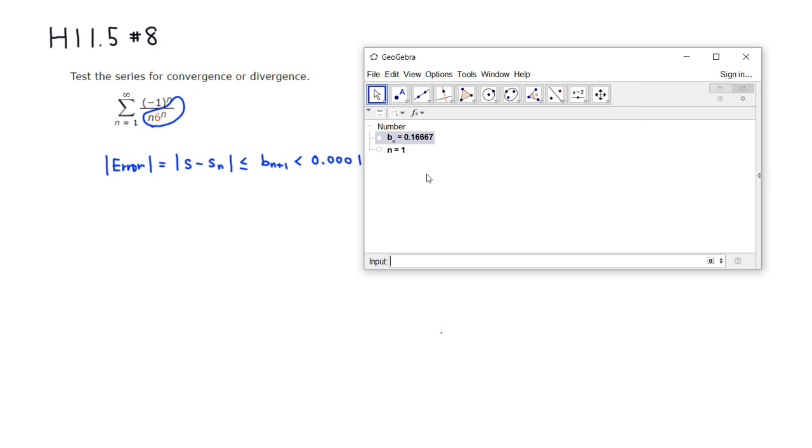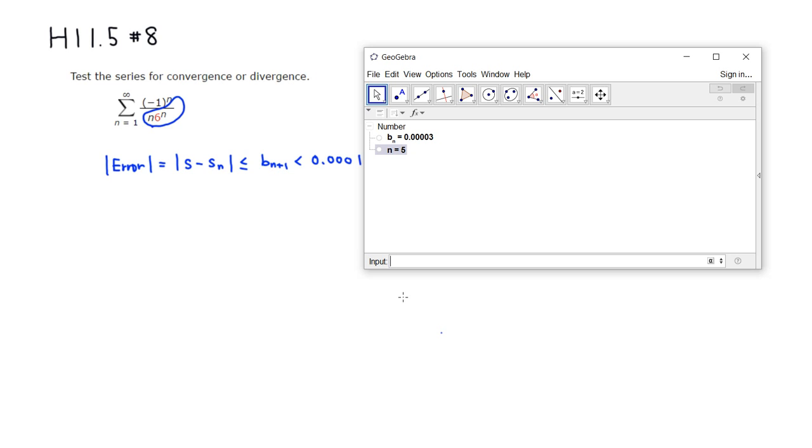When n equals 1, it's too big. The error is going to be too big. So how about n equals 2? It's getting smaller. How about n equals 3? Getting there. How about n equals 4? It's almost there. So we try n equals 5. Then it becomes less than 0.0001. So n equals 5 is good.